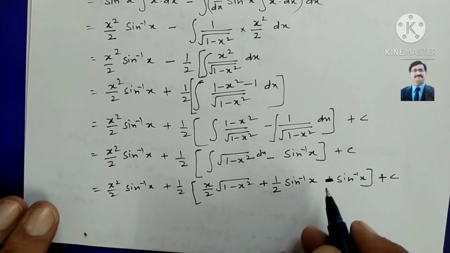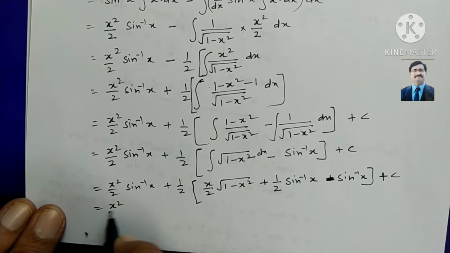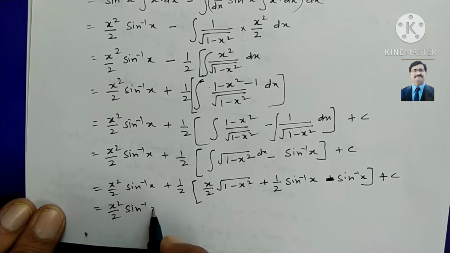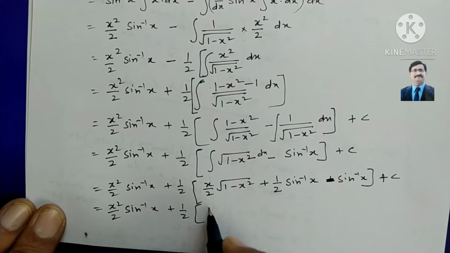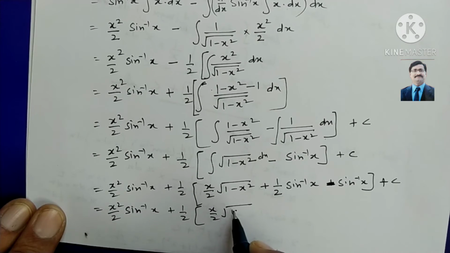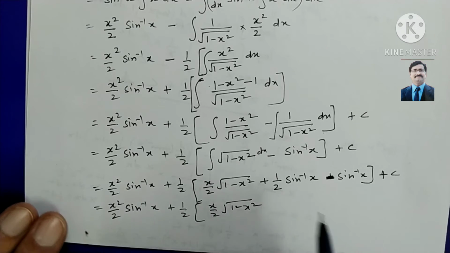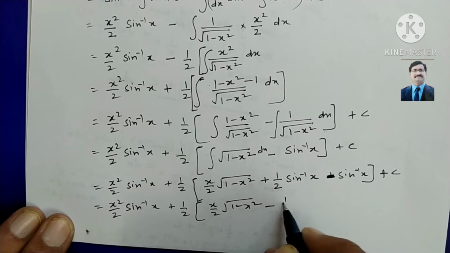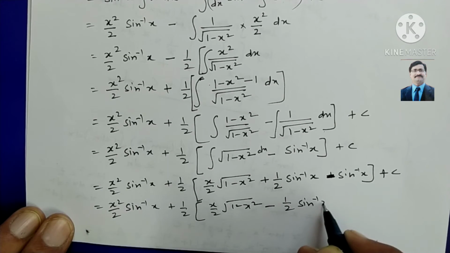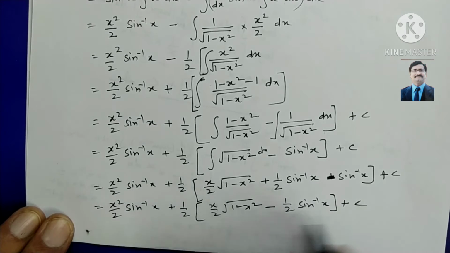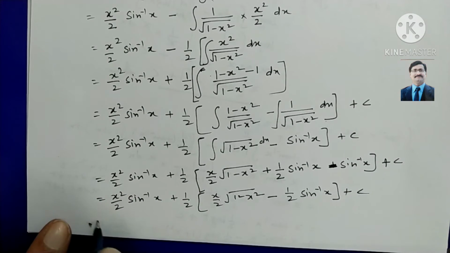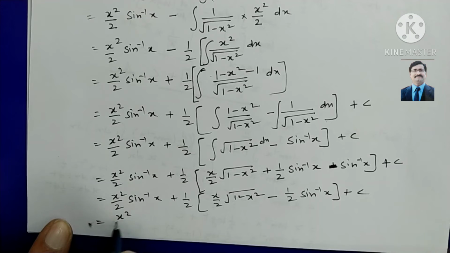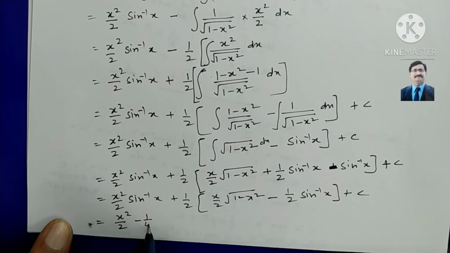Okay, now we will subtract these, we get x square upon 2 sin inverse x plus 1 upon 2, and here is x by 2 root 1 minus x square, and here we get minus 1 upon 2 sin inverse x. Okay, and plus c. We open the bracket, we get here, look here, this x square upon 2 sin inverse x, and here also sin inverse x, this will be minus 1 upon 4.